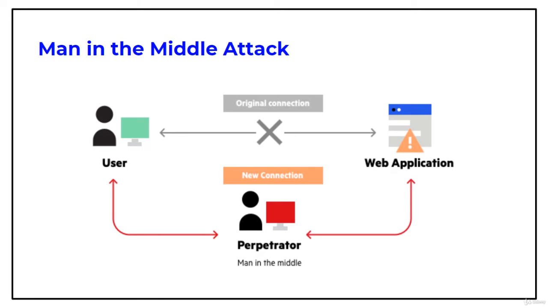The next is the man in the middle or sniffing attack. Man in the middle, also called MITM attack, allows an attacker to access sensitive information by intercepting and altering communications between an end user and the web server. The attacker acts as a proxy, such that all the communication between the user and the web server passes through him, and he can read all the data you send to the web server.